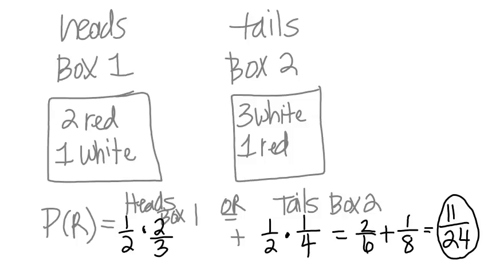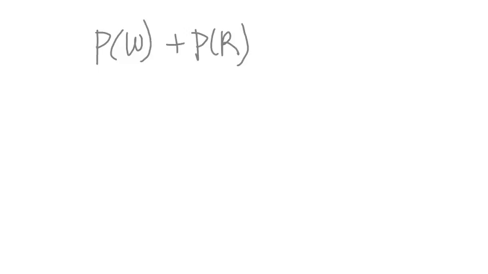Alright, so we still have this idea with heads and tails. And this next one says, find the probability of selecting a white marble. Well, let's think back to complements. Remember complements? That means the probability of picking a white marble plus the probability of picking a red marble, regardless if we get heads or tails, regardless if we do box 1 or box 2, if I add them together, it has to equal 1. You with me? That's a 100% chance that I pick a white or a red.